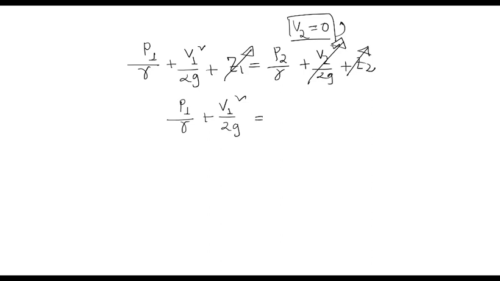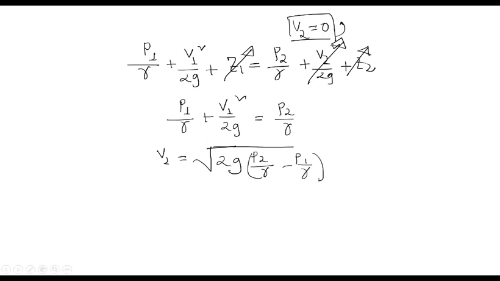So the equation simplifies to V1 is equal to root over 2g times (P2 by gamma minus P1 by gamma). Now this equation gives the ideal velocity of flow where the pitot tube is located.